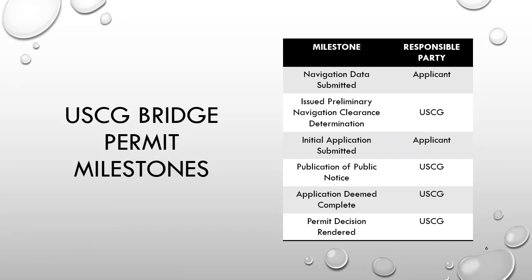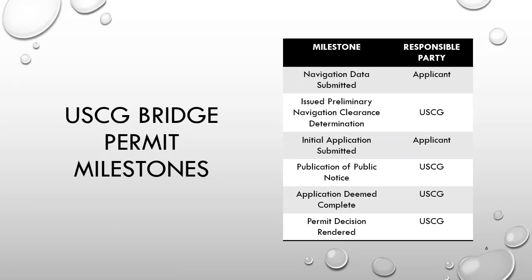These are the milestones for our bridge permits. And then the right column is who is responsible for actually completing the task. Navigation data submitted, and that's information such as a navigation impact report, submitted by the applicant or the proponent to the Coast Guard. And this should occur early in the scoping process.